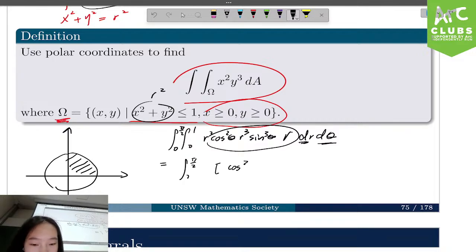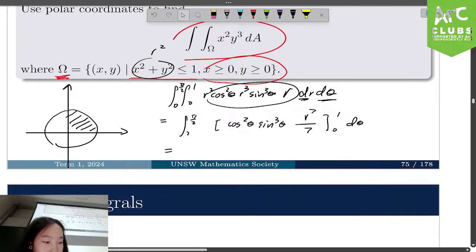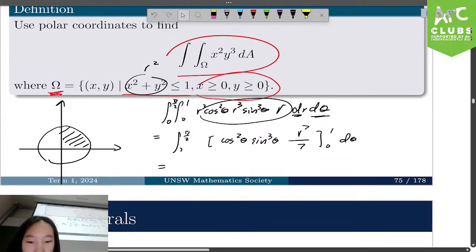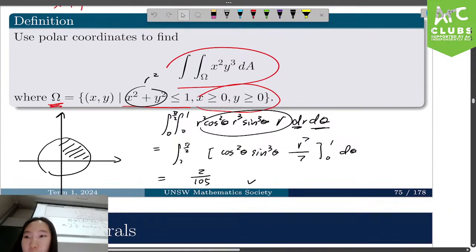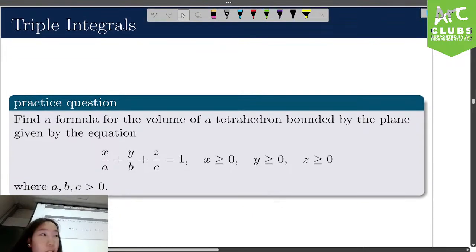We can get r to the power of 7 over 7, from 0 to 1, d theta. We'll not go through the calculations anymore, but the final answer is 2 over 105. Cool. That's for the polar coordinates.